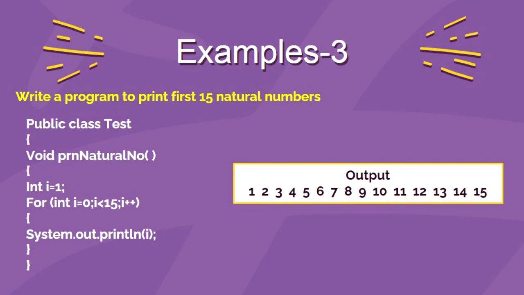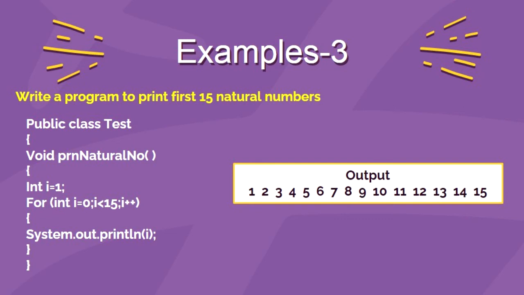It is obvious that we are printing only the numbers. There is no calculation. There is no square root as such. So let us start the program. Public class Test. We are testing the class. So void printNaturalNumber. Okay. Then int i = 1. int i = 1 is the beginning point of the output printing. That is the initialization, i = 1.